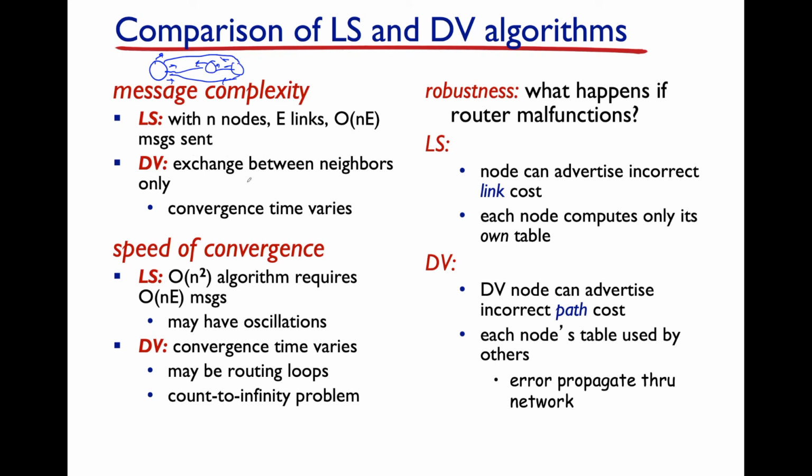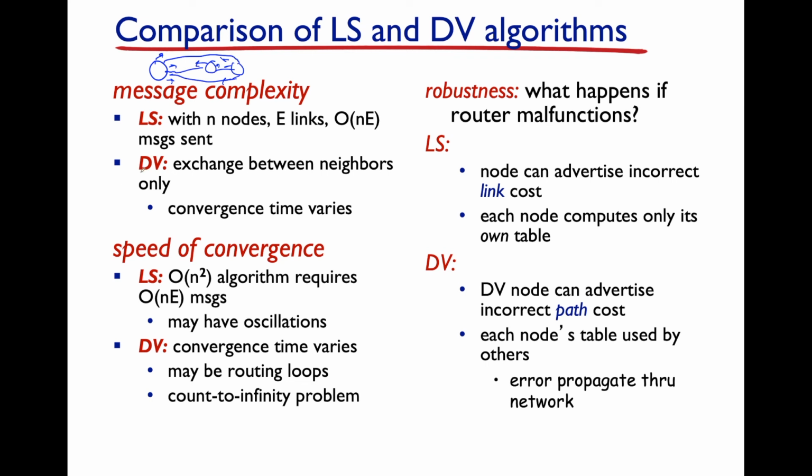So this link state message complexity can be very high, because everyone is sending over every single link, because you need to broadcast to every node in the network what your link state is. And that can consume a fair amount of bandwidth if you have a very large network, a lot of nodes and a lot of edges.